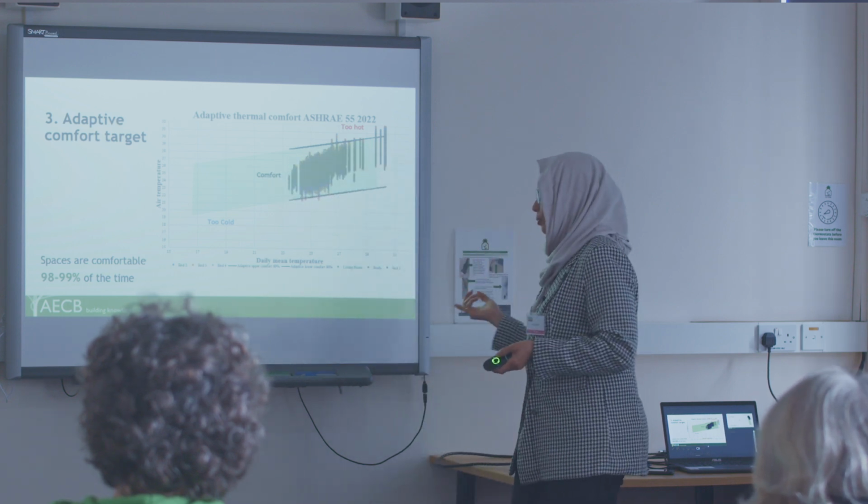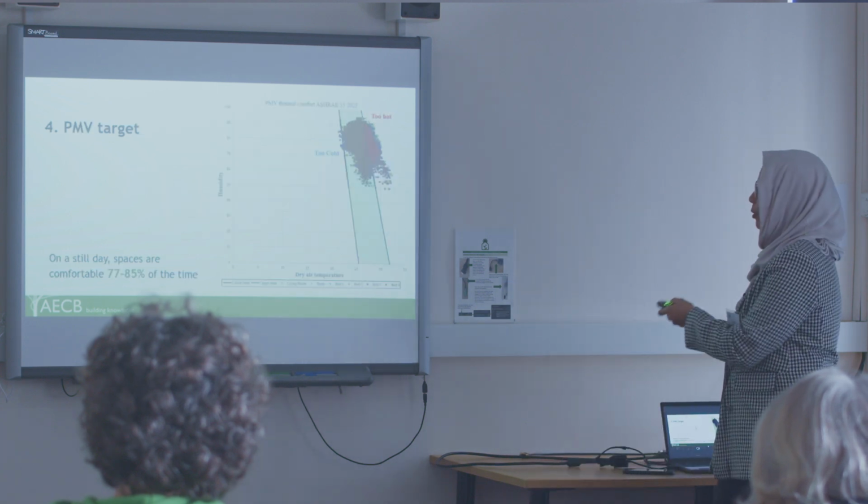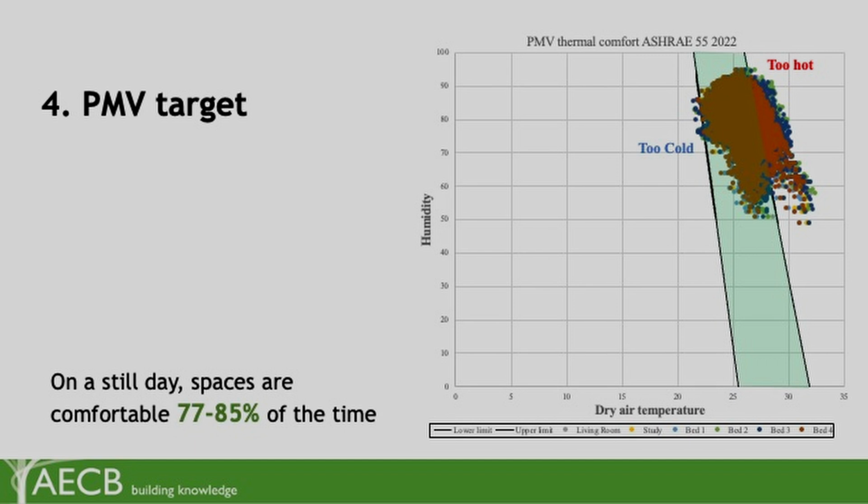It's 98 to 99% comfortable. Now, if we try the more stringent PMV target, you can see that for 77 to 80%, 85% of the time, we meet that target. And this is assuming that the airspeed is 0. So we wanted to test it during still conditions and during windy conditions.